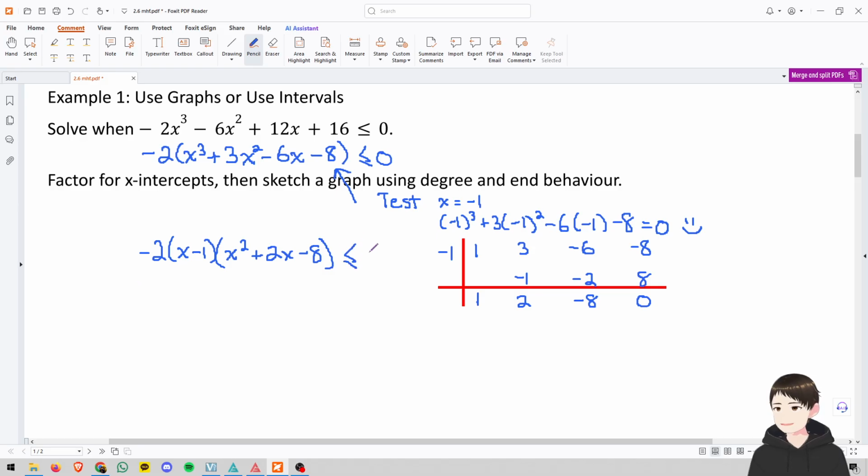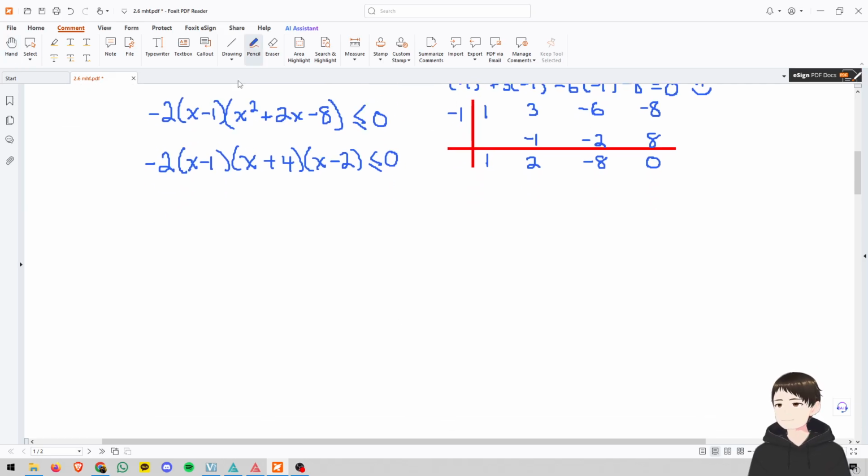And that is less than or equal to 0. I will continue factoring. So we have x minus 1, x plus 4, x minus 2 is less than or equal to 0. And here's what would be the typical solution.